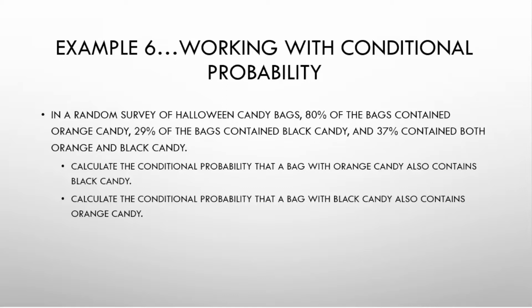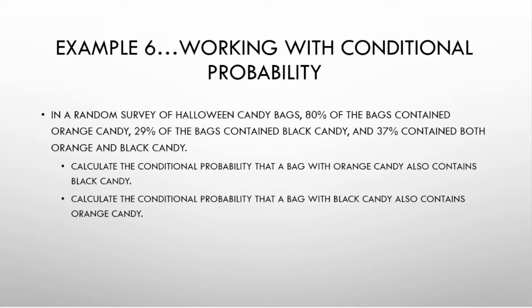Last one here. In a random survey of Halloween candy bags, 80% of the bags contained orange candy, 29% contained black candy, and 37% contained both orange and black. When you're given more than just 2 pieces of information, because many of you probably looked at those last 2 slides and said, oh, you just divide, what you want to do is make sure you're plugging in the correct information. So what I would suggest right now is to write down the probabilities I'm given and translate them into words.